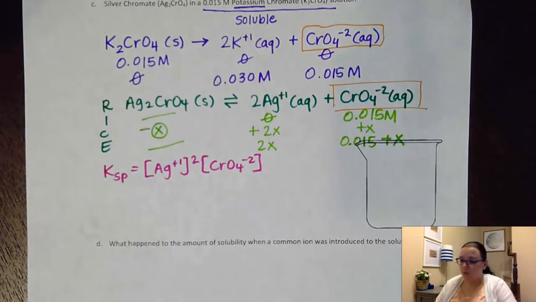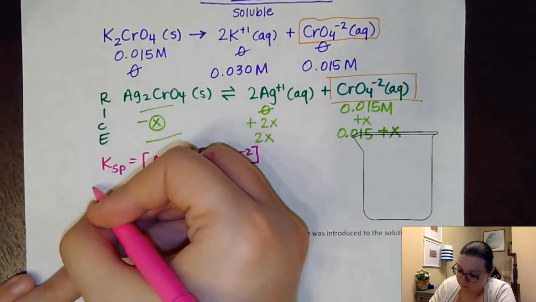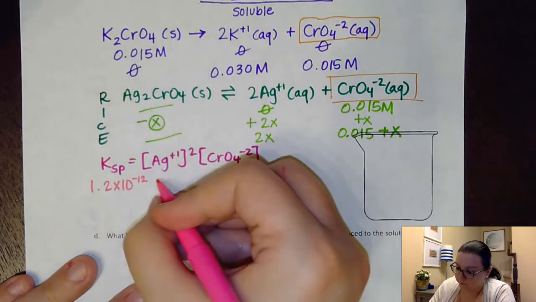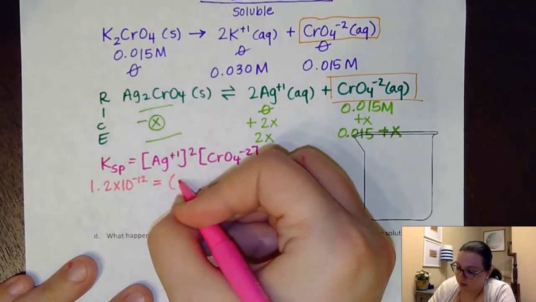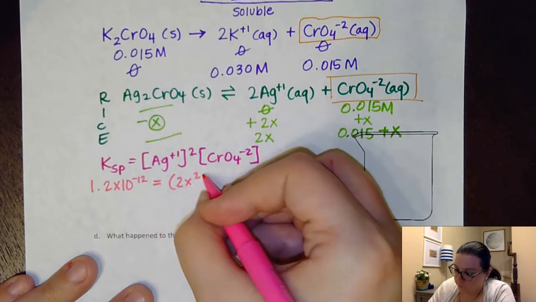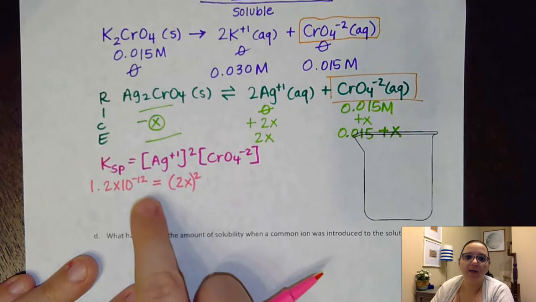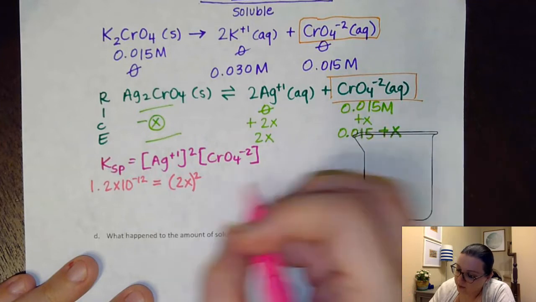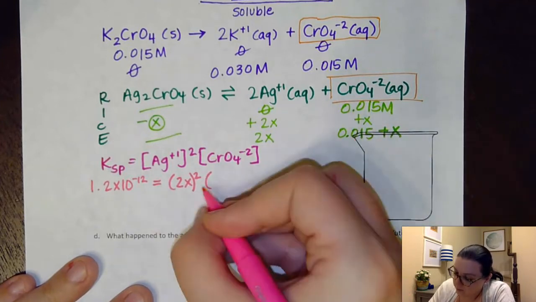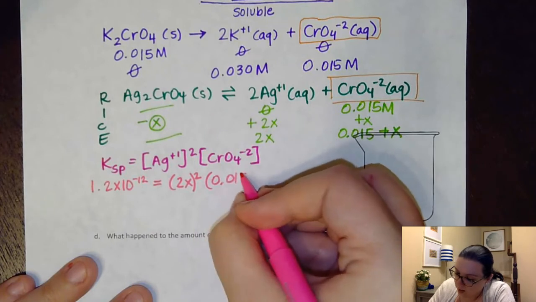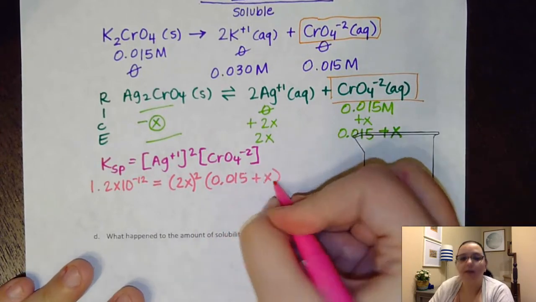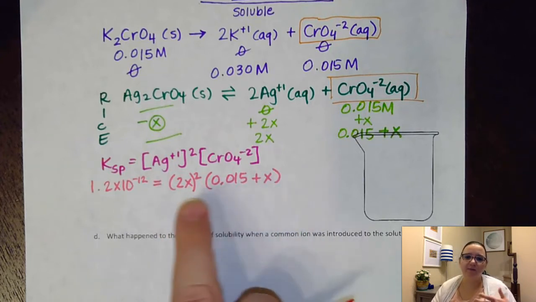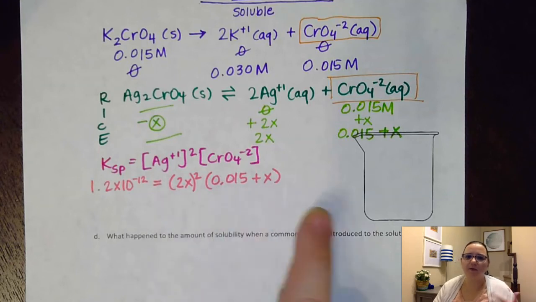Now when I plug in, I'm still going to have the same Ksp, 1.2 times 10 to the negative 12th. However, for silver, we're going to plug in 2x squared, which would end up being 4x squared if I distribute there. But over here on the CrO4, I'm going to have 0.015 plus x. Again, this will give you x squared, but then with this plus x here, I'm going to have some places where I have x squared and some places where I have x cubed.